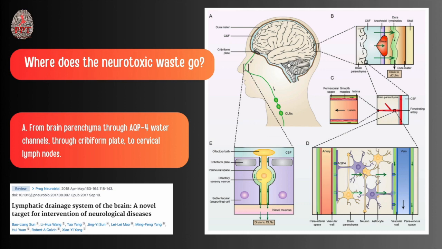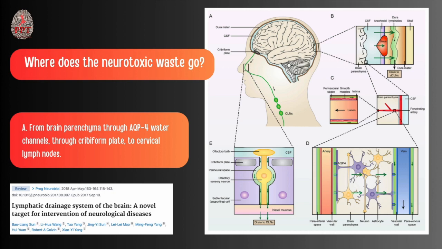Now, we need to know more about where this neurotoxic waste goes and how it gets there, because there's some relevance here. Now, interstitial fluid in the brain parenchyma. Okay, so the brain parenchyma is this area here, and it drains along the basal membrane within capillaries and major arterial branches. And then it moves towards the leptomeningeal arteries at the surface of the brain.